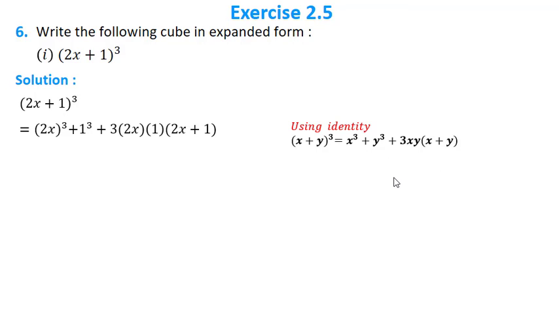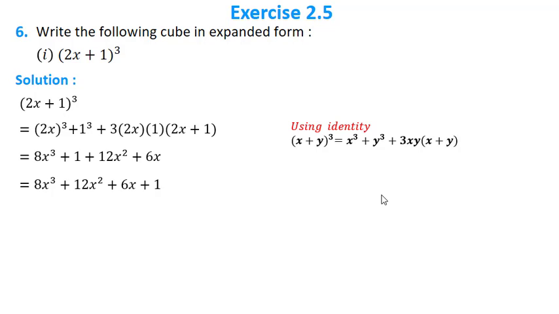Now if you open the bracket, we will get 8x cube plus 1 plus 3 into 2 into 2x, that is 12x square, plus 3 into 2, that is 6x. We rearrange them in decreasing order of powers of x. So we get 8x cube plus 12x square plus 6x plus 1. So this is how we expand. Now for (x plus y) the whole cube, we have seen two formulas. One formula is x cube plus y cube plus 3xy in bracket (x plus y). The other formula we have seen is x cube plus 3x square y plus 3xy square plus y cube, right?